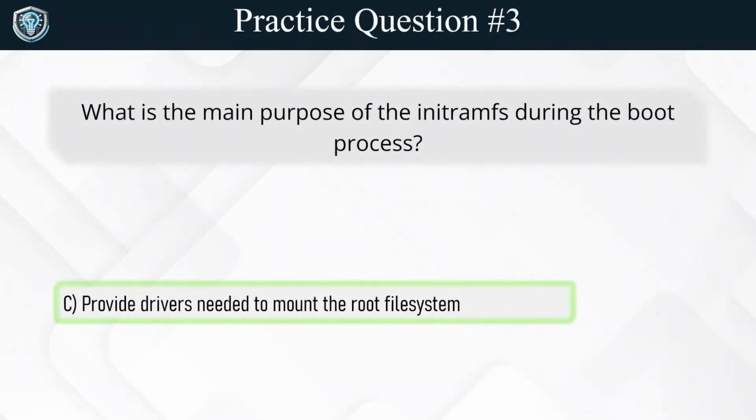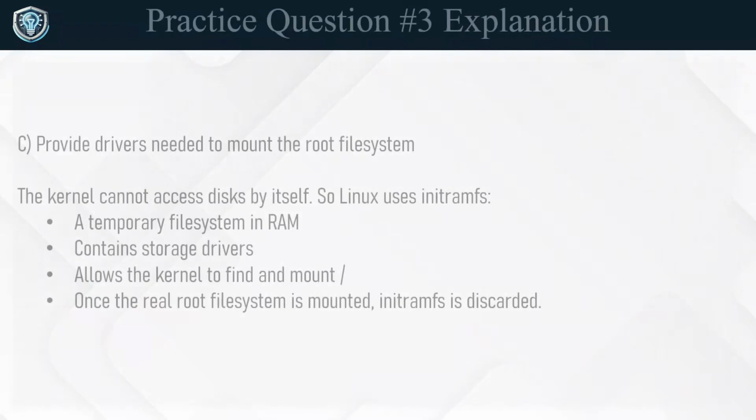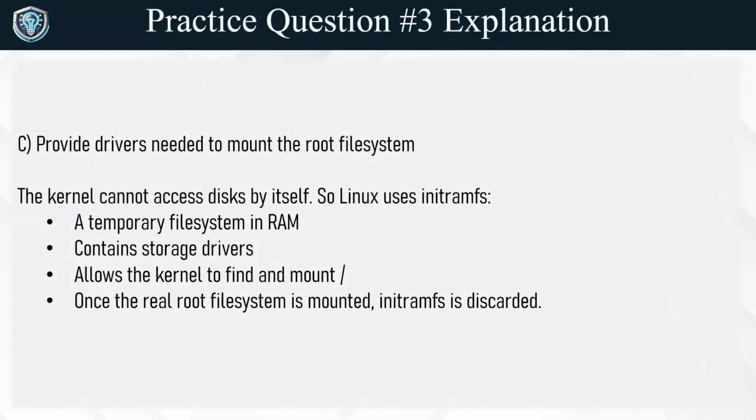The correct option is option C, provide drivers needed to mount the root file system. The initial RAM file system is a temporary file system. It allows the kernel to find the root file system and then mount it. After the kernel mounts the root file system, the initial RAM file system is discarded. Move on to the next question.